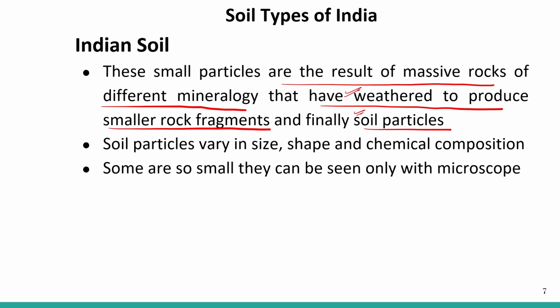It takes a longer period of time. Soil particles vary in size, shape, and chemical composition. So there are different types of soil, meaning their sizes are different, their shapes are different, their chemical compositions are different, because they are from the rock. And all rocks are not the same. Rocks have different chemical compositions, so the soils that are formed from the rock also differ.